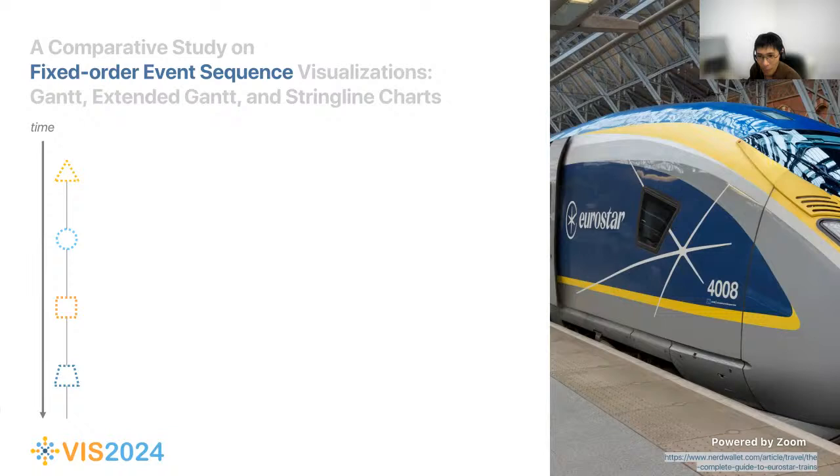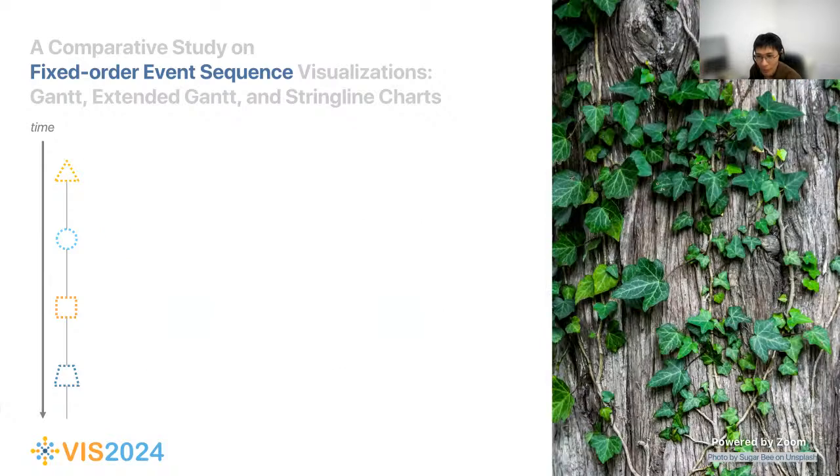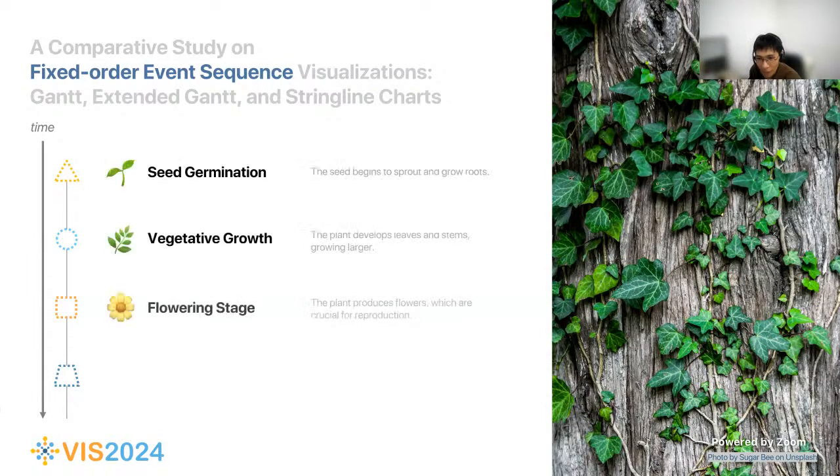The second example is a public train schedule. The schedule is a fixed timetable, but sometimes there can be delay or cancellation. So the transportation log for each train is a fixed order event sequence. Another example is the biological process. For instance, the plant will go through several stages to finish a life cycle. Such a cycle can be considered as a fixed order event sequence.